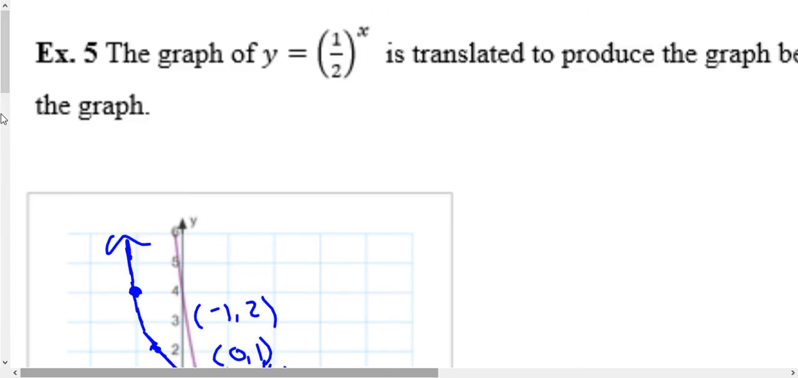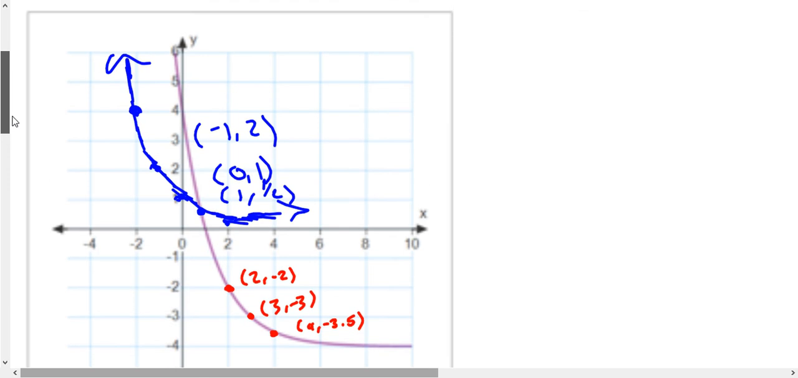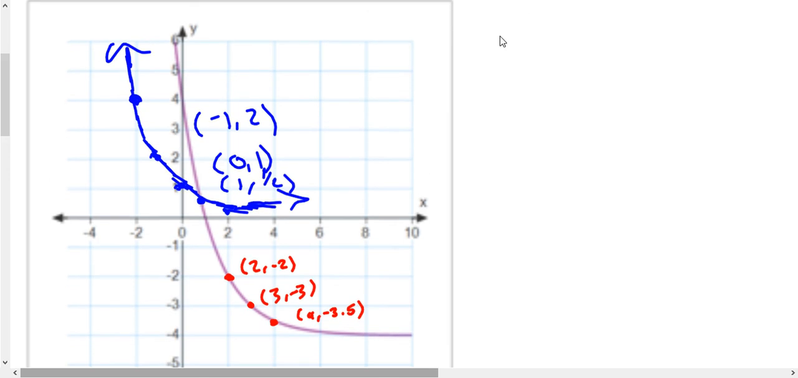Whenever you're building a graph, you need to always run RST. So that means from your original, did you have any reflections first? Well, I didn't change direction. I didn't flip over the x or the y, so I don't have any reflections. So I'm going to jot down no reflections. Let's double check our stretches second.